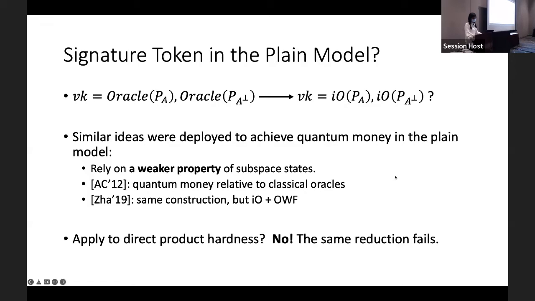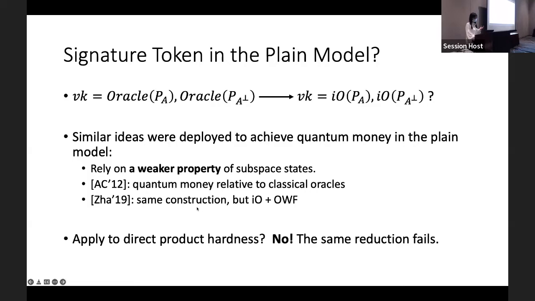So why do you think it's plausible? Because actually something similar was done previously. For Aaronson and Christiano's public key quantum money scheme, they also first only showed the security relative to exactly the same set of oracles. And later on, Zhandry in 2019 instantiated these oracles with I/O and one-way functions to build something called a subspace hiding obfuscator. And the quantum money security was shown using I/O and one-way functions.